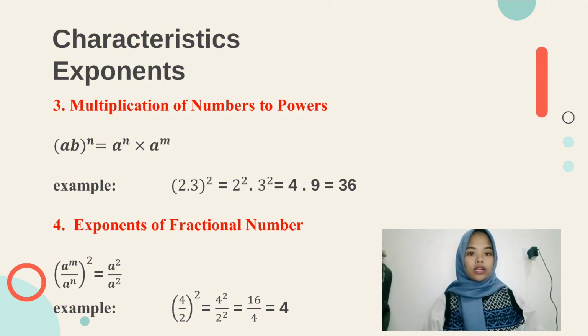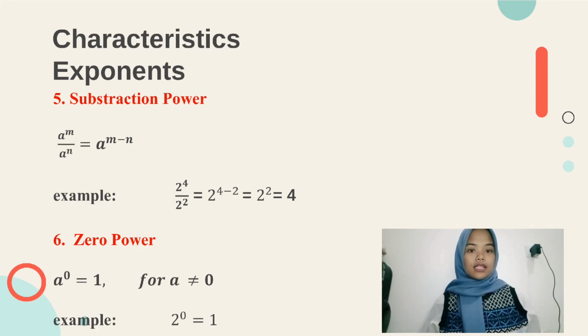Number 4. Exponents of fractions. The same thing applies if the number in the brackets is a fraction or division. So, the denominator and numerator have the same power. Note that the denominator cannot be equal to 0. For example, 4 over 2 all squared is 4 squared over 2 squared, which is 16 over 4, which is 4.